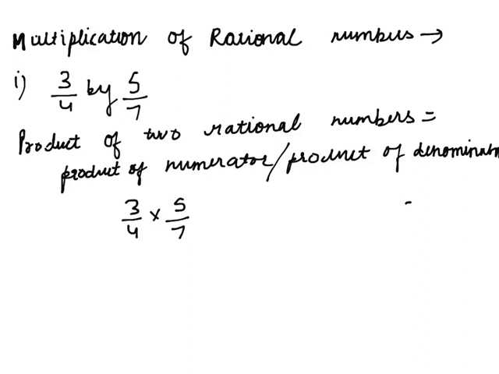It means here we will multiply numerator, meaning 3 by 5, and denominator with denominator. So we multiply 4 by 7. So we will get the final answer as 15 by 28. This is the rule to multiply two rational numbers. We will multiply numerator with numerator and denominator with denominator.